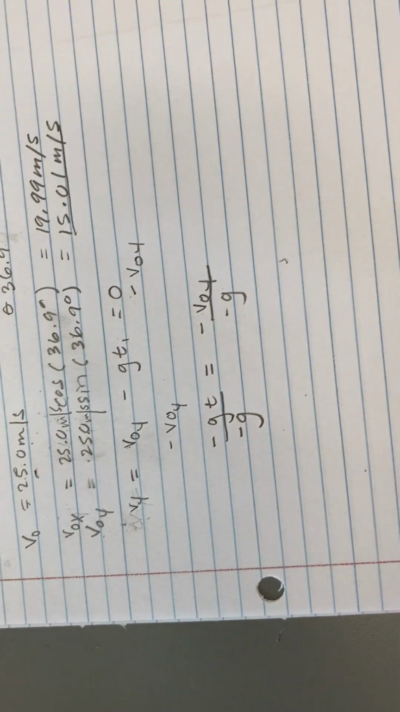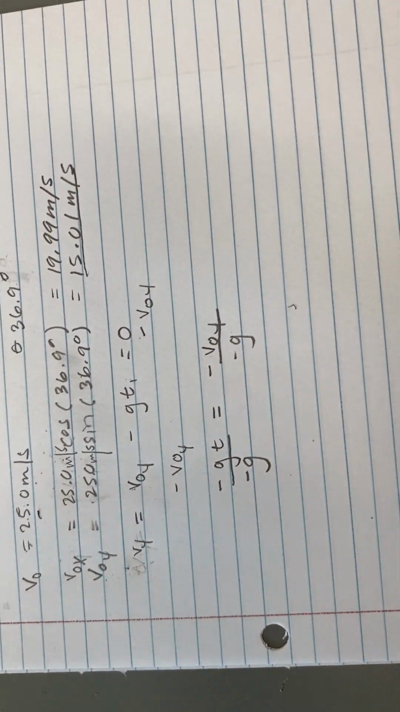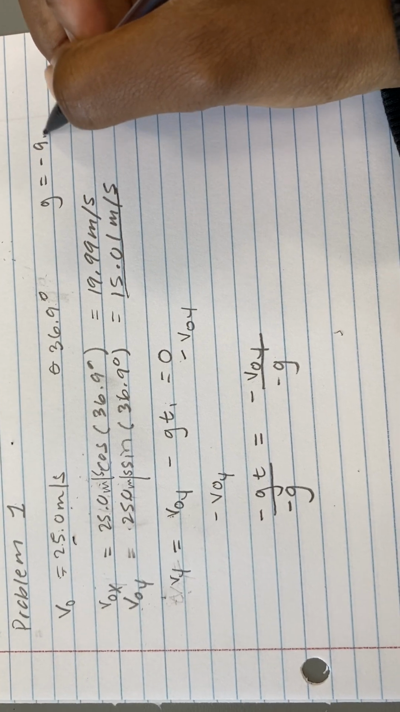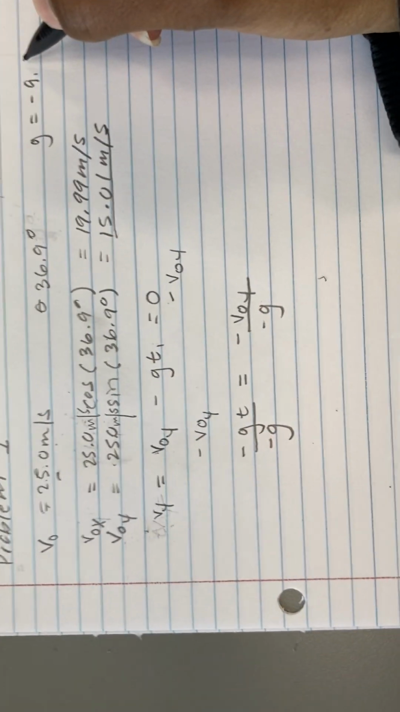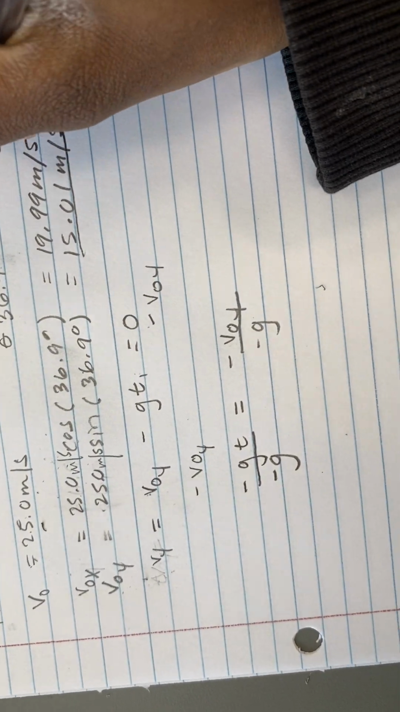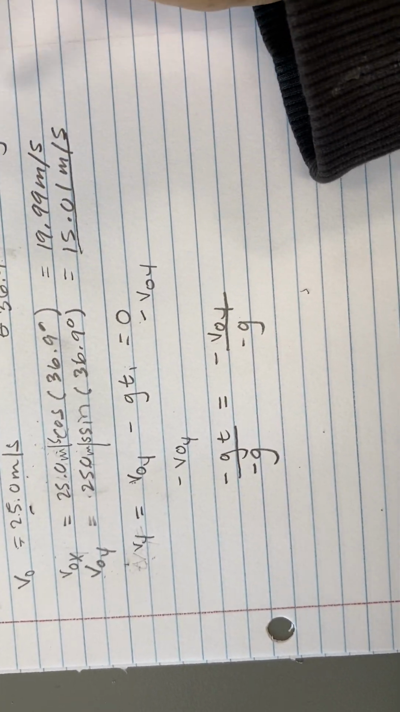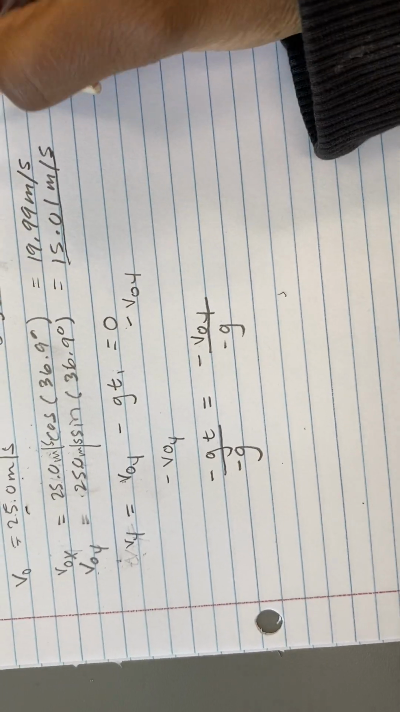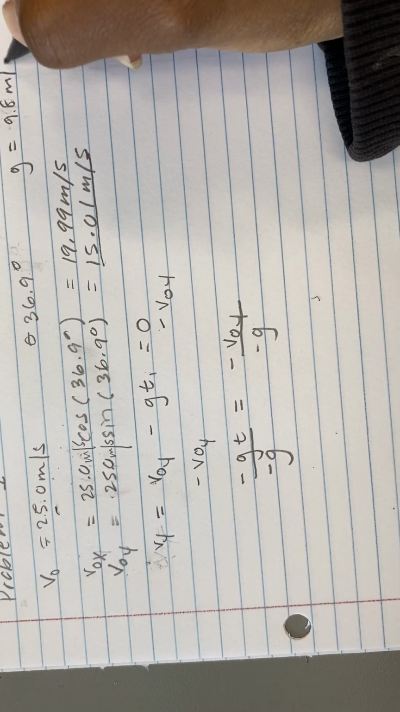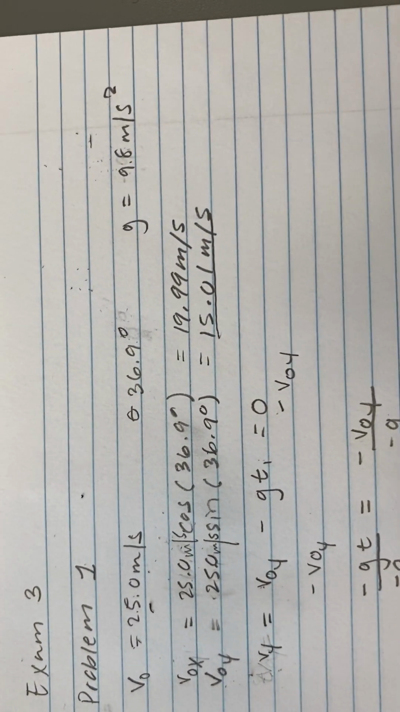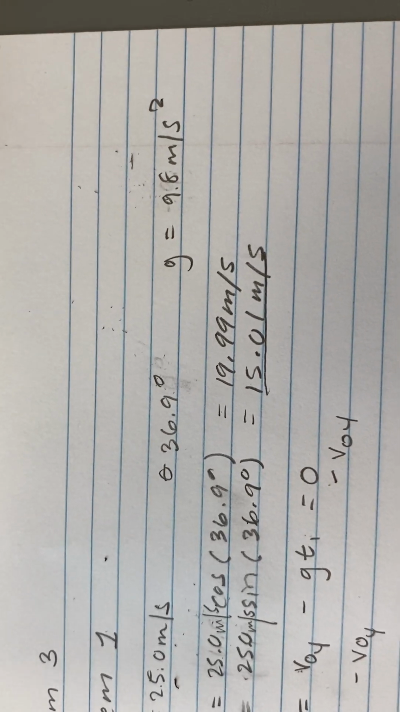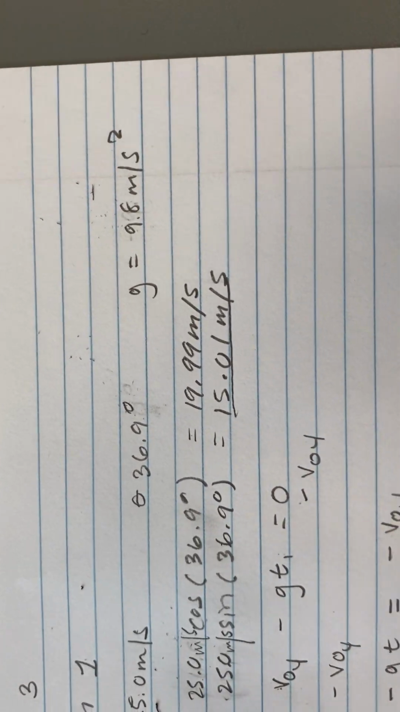In this equation, g is equal to 9.8 meters per second squared because we're going up. Because the projectile is launching up, so it's not falling.